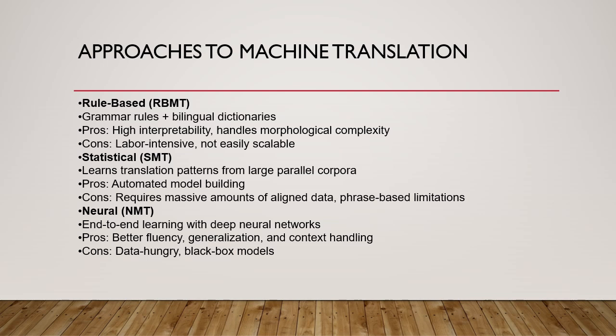Second one, statistical machine translation. This approach analyzes large amounts of bilingual text data to generate translations. Although effective, it often lacks fluency because it treats words as independent units rather than considering entire sentences. Third, neural machine translation, the most advanced method, using deep learning techniques to process entire sentences at once. NMT models, especially transformers, generate more fluid and contextually accurate translations.